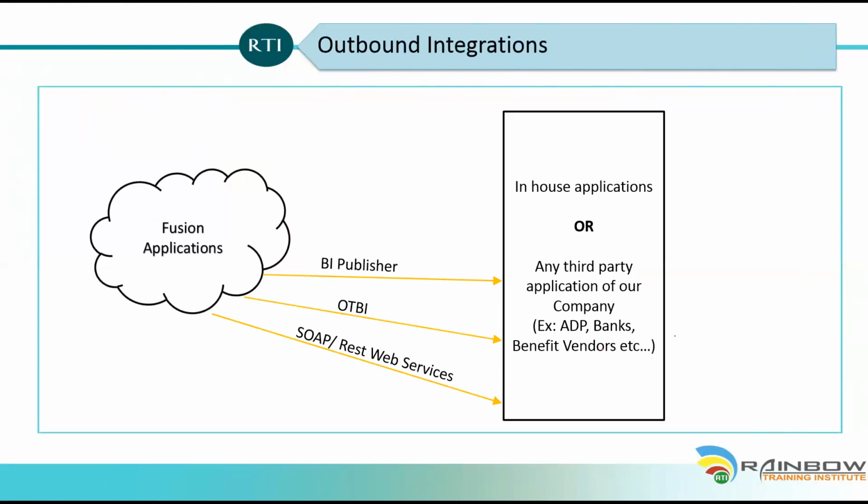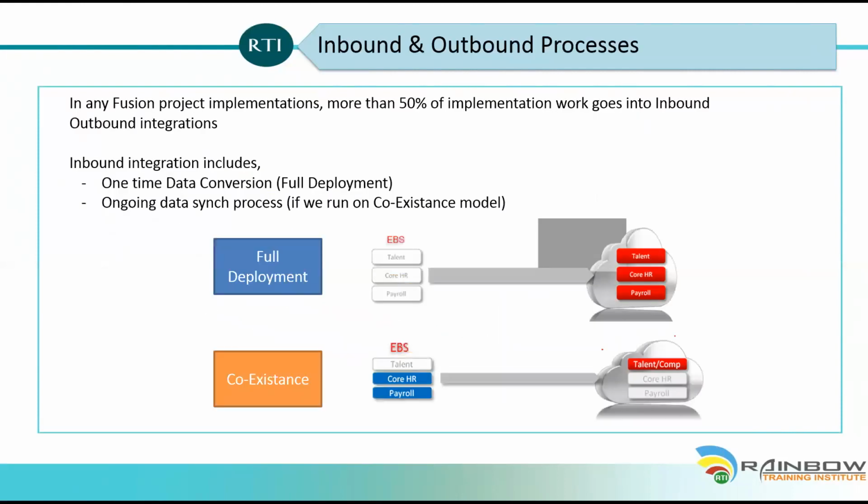destinations. And for HCM, we have one more thing called HCM Extracts, which is also a very powerful tool to pull HCM data out of the Fusion applications. Okay, so these are the ways to pull data out of the Fusion applications. And in any Fusion implementation, more than 50% of implementation work goes into this inbound and outbound integration. I would say more than 70% of implementation work goes into that.